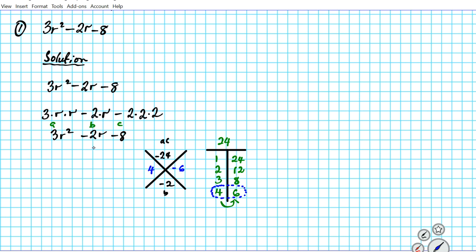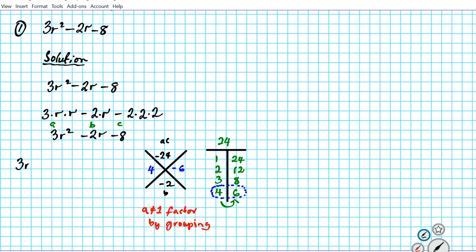Okay, now since A is not 1, you have to factor by grouping. Remember, in the previous presentation we did, a was 1. So if a is 1, you don't have to factor by grouping. You can just jump to the factored state, but that's not the case here. A is not 1, so we have to factor by grouping, okay?